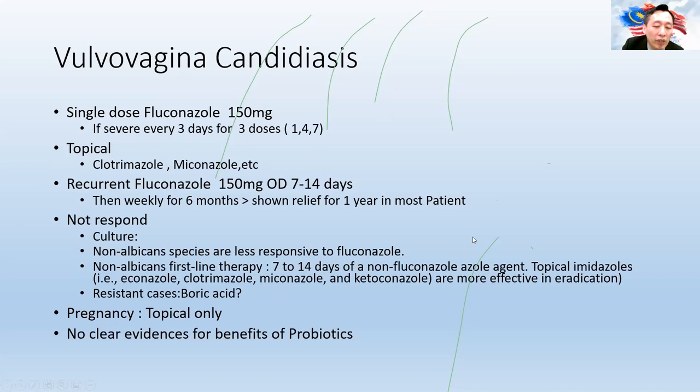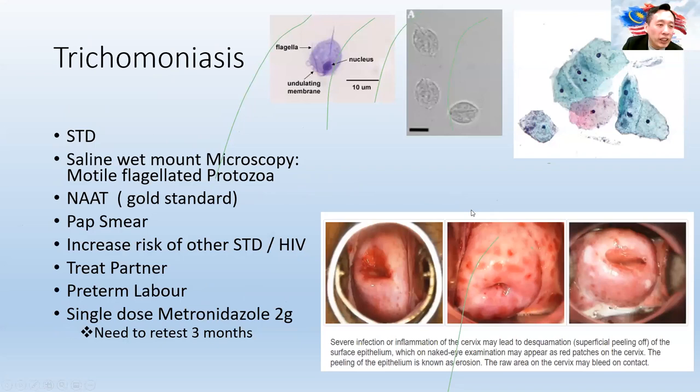Trichomoniasis, most of the time it's due to STD. You can do a wet mount microscopy. You can see a protozoa. Gold standard is still PCR. All right, you can do a pap smear. There's an increased risk of STD and HIV. You need to treat the partner. They can cause preterm labor. You can treat them with a single dose of metronidazole. All right, you need to retest them to see whether the patient is fully treated, normally after 28 days.